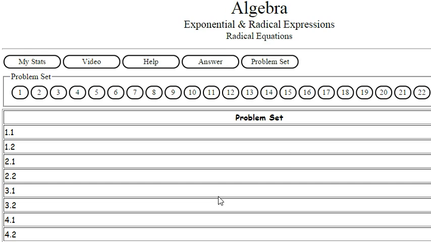We're doing radical equations, and we're looking at 4.1. Okay, this problem here is going to probably be about a 6-minute problem.